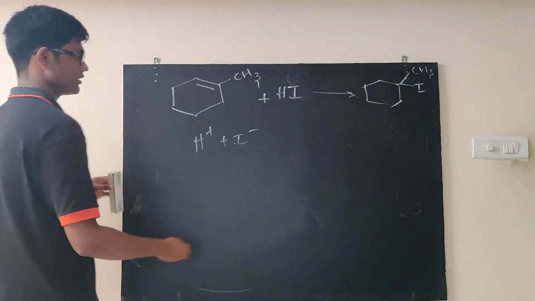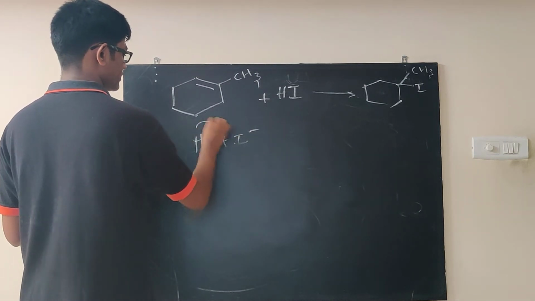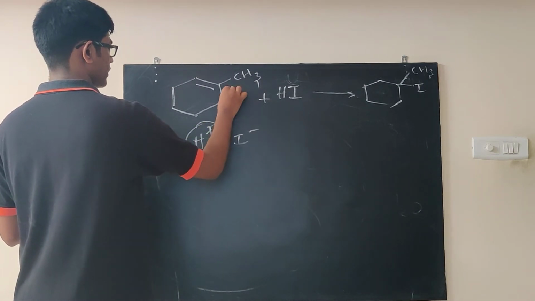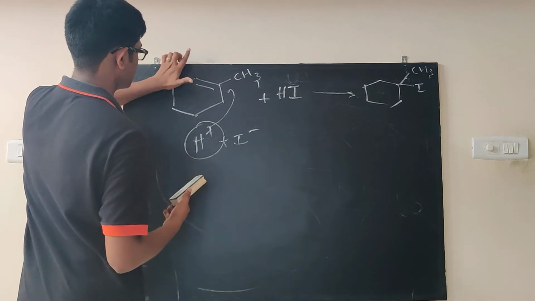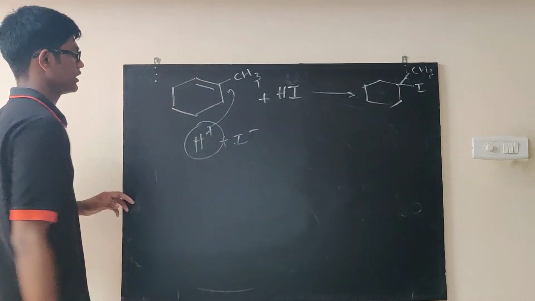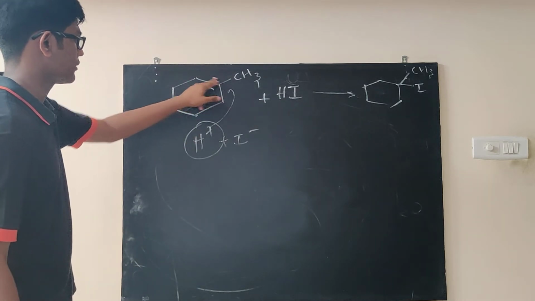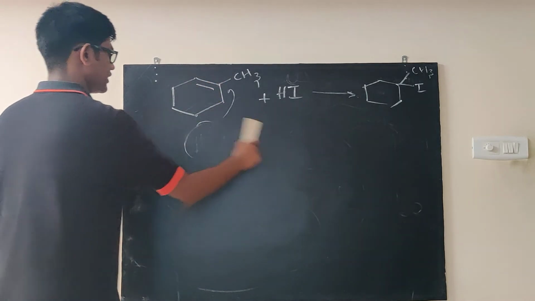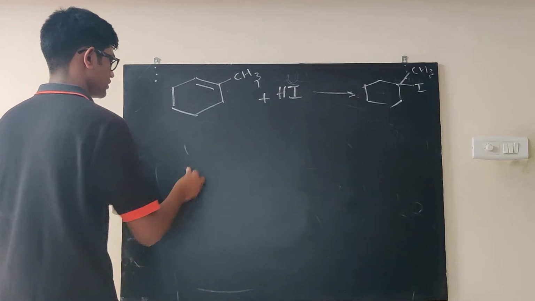The way you got the answer is basically you got H plus I minus. H plus is going to go towards the double bond. Double bond can either get H plus here and get a positive charge here, or get H plus here and get a positive charge here. The positive charge here is more stable because it's more substituted. So you will get an intermediate carbocation which looks like this.